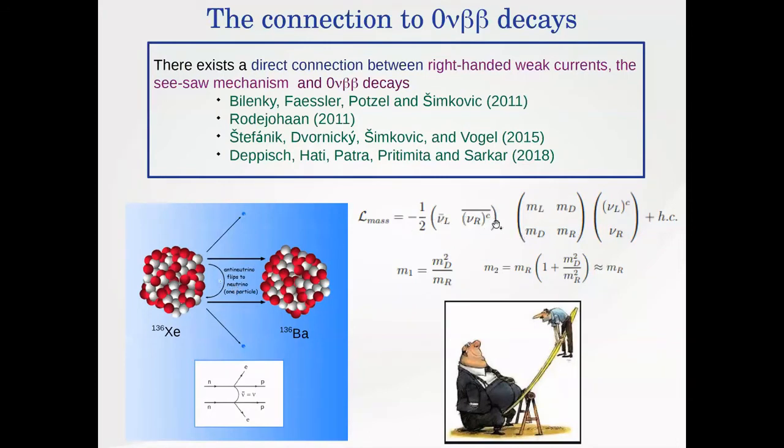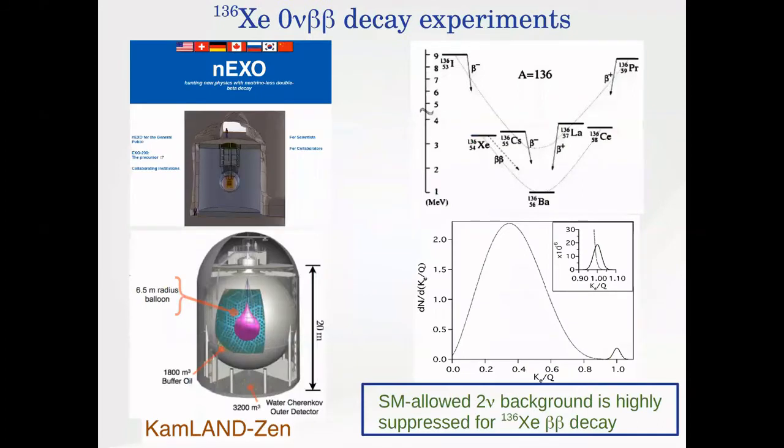And the mechanism is the following: the observed neutrino eigenstate is actually the ratio of this MD squared divided by MR. And because MR is very large, your neutrino mass becomes very small. This is the famous seesaw mechanism for generation of neutrino masses. And if this were true, you should be able to observe neutrinoless double beta decays.